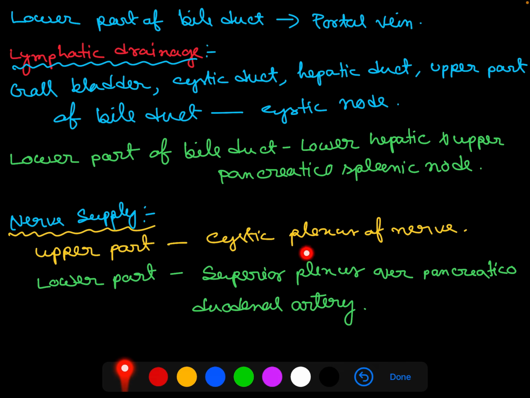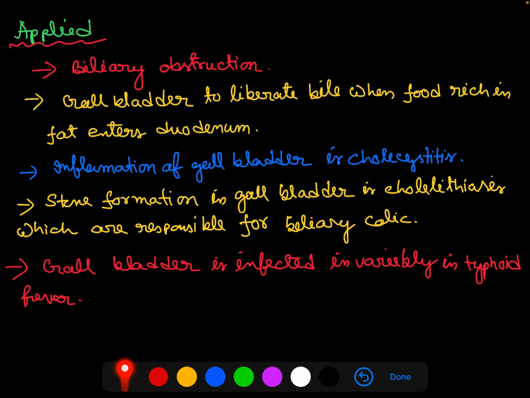And nerve supply. The upper part is supplied by the cystic plexus of nerves and the lower part by the superior plexus over the pancreaticoduodenal artery. Then afferent. The first afferent is biliary obstruction, then the gallbladder liberates bile when food rich in fat enters the duodenum. Then inflammation of the gallbladder in cholestasis. Stone formation in the gallbladder in cholelithiasis, which is responsible for biliary colic, and the gallbladder is invariably infected.